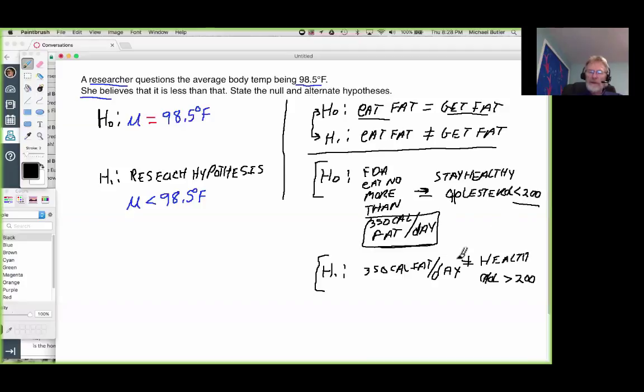are you going to keep cholesterol less than 200? And so the alternate's job is to show that they're going to find a disproportionate amount of people with cholesterol, say higher than 200, that are eating 350 calories of fat per day. And so to the point where seeing that many people with a higher cholesterol than 200 would be so improbable, given that the null was true, that we're going to say, I'm not going to accept the null. I'm not going to take that. In fact, I'm going to reject it. I don't believe the null is true based upon the evidence that I'm seeing.